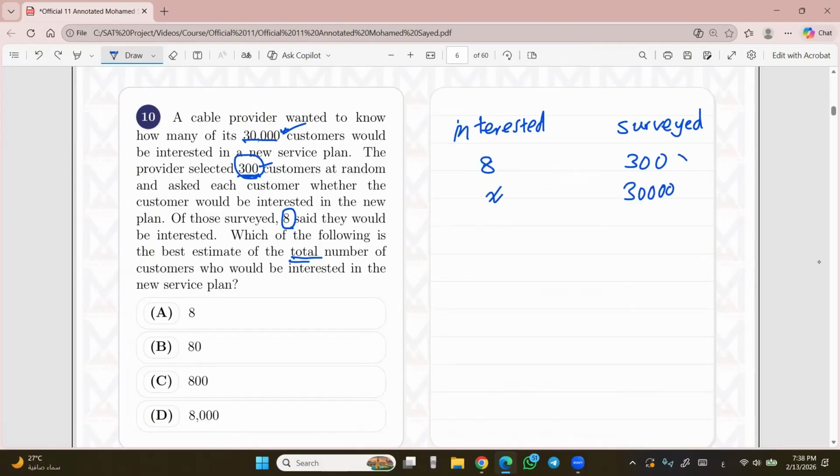What happens to 300 to be 30,000? We just added 2 zeros, right? It was 2 zeros here and then became 4 zeros. So we added 2 zeros. So 8 becomes 800. Add 2 zeros. That's the value of X.